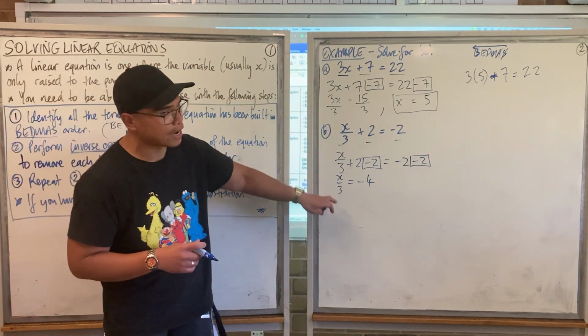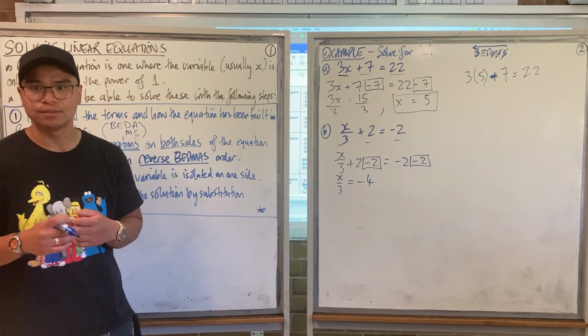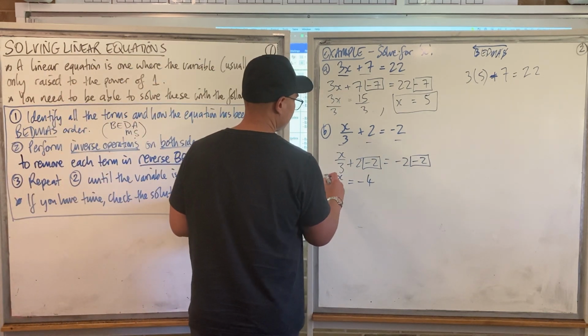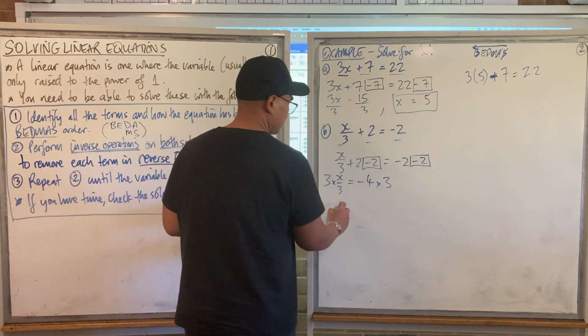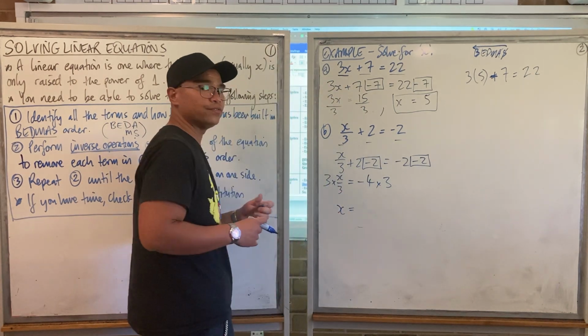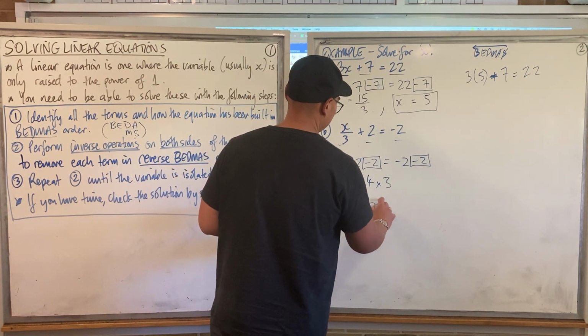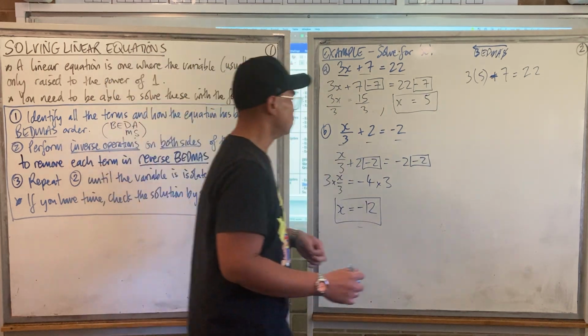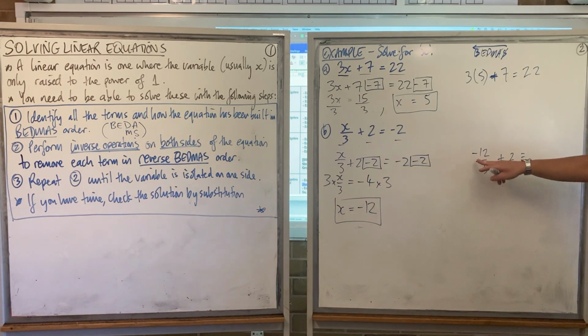What is the 3 doing to x? Divide. Good. What is the opposite of dividing something by 3? Times by 3. So you go times by 3. 3 over 3 is just going to leave you x by itself. What's negative 4 times by 3? Negative 12. So if you want to flex on people, you think that x is negative 12, so you go negative 12 on 3 plus 2 equals, what is negative 12 divided by 3? Negative 4. Add 2 is going to be negative 2.